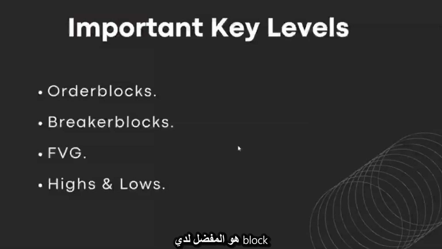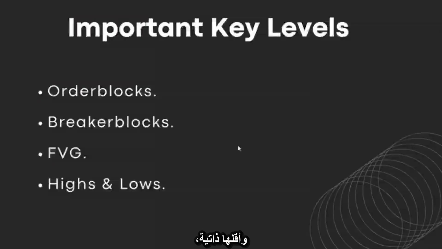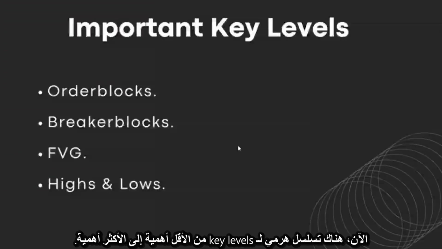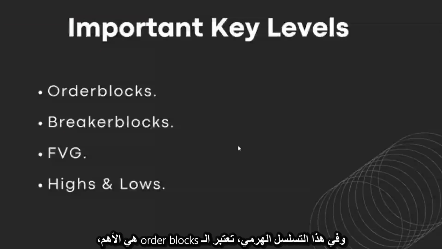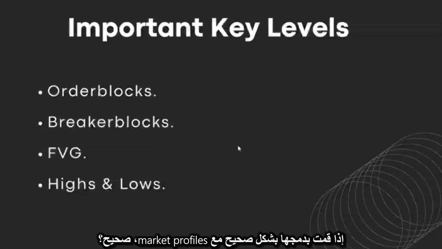The reason why the order block is my favorite key level is that order blocks are one of the most objective and least subjective key levels. And there's a proper way of choosing and selecting an order block, right? Now there's a hierarchy of key levels from least significance to more significance, and in that hierarchy, order blocks are the most important ones and work the best every time if you properly integrate them with market profiles, right?